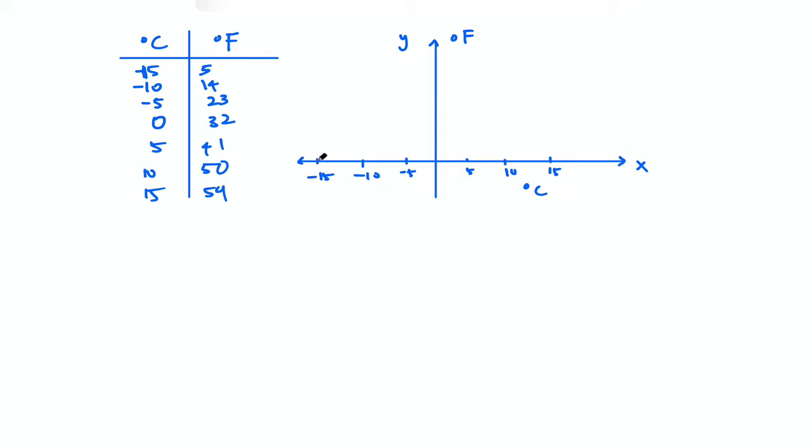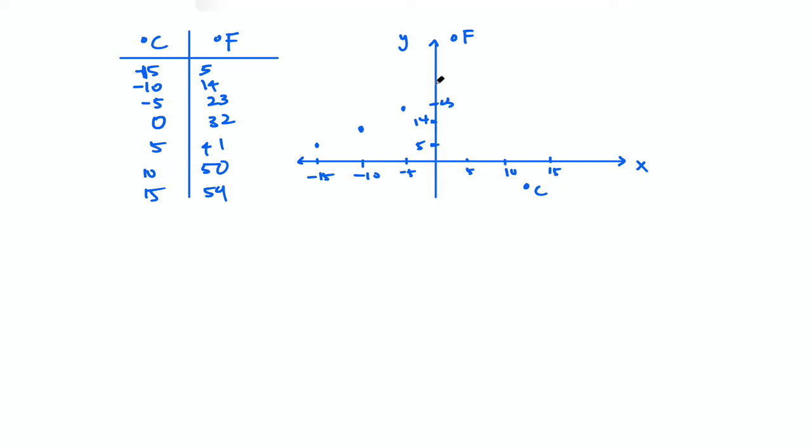So plotting this, this is minus 15. So at minus 15, we should have 5 degrees Fahrenheit. So that's maybe around here. Minus 10, we have 14. So if this is 10, we'll say this is 14. So that's going to be here. And then at minus 5, we're going to have 23. So let's say that's here actually. Okay, so 23 would be right here.